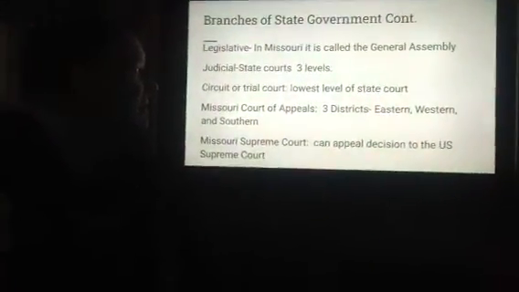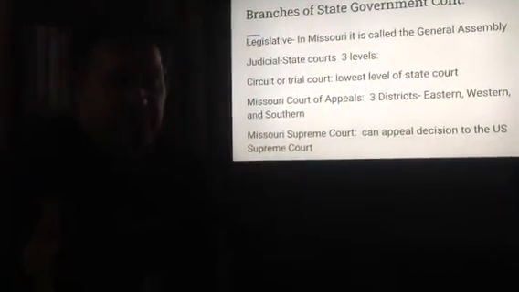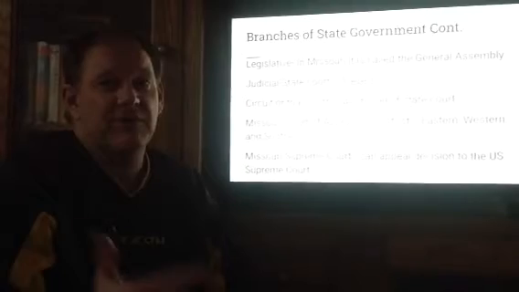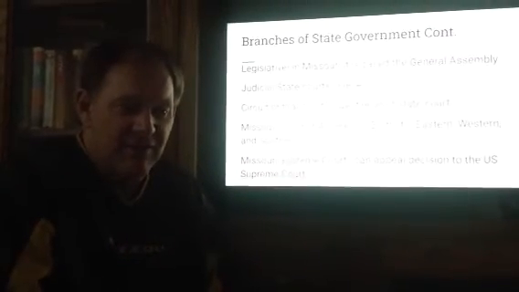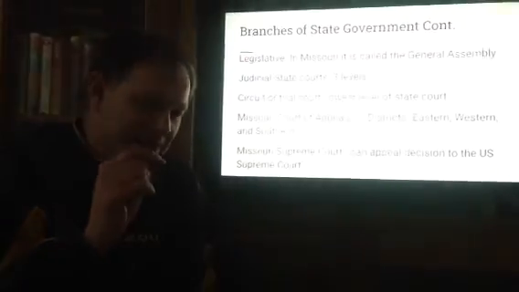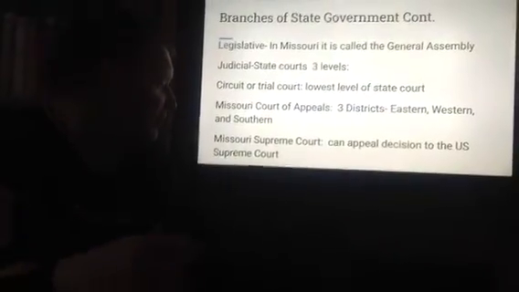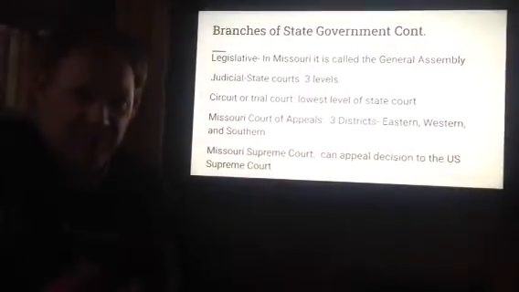Judicial has state courts. There are 3 levels. There's a circuit or trial court, which is the lowest level. The Missouri Court of Appeals has 3 districts: the Eastern, the Western, and the Southern. The Eastern District is in St. Louis. The Western District is in Kansas City. And the Southern District is in Springfield and also in Poplar Bluff. So sometimes they meet in Springfield, sometimes they meet in Poplar Bluff. The Missouri Supreme Court, you can appeal a decision to the Supreme Court, and it is in Jefferson City.